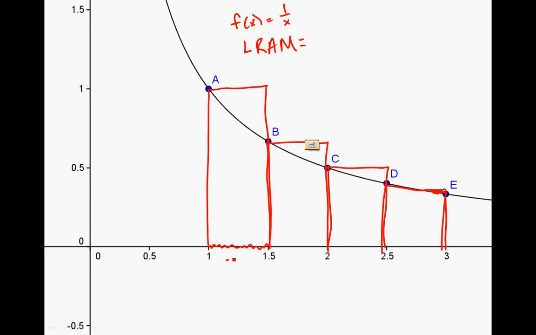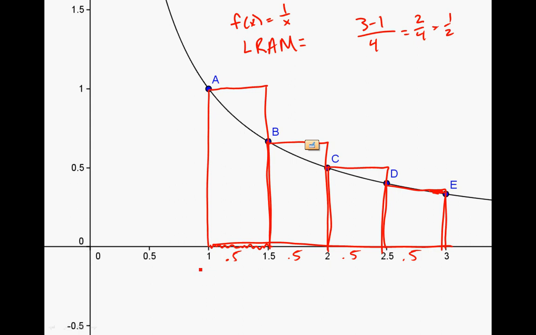Okay, so each of these rectangles is going to have a base of 0.5. To get that in a more difficult case, what you want to do is figure out the total length of this line, which is 2, because 3 minus 1 is 2, and then we divide by how many rectangles we want to have. In this case, we have 4 rectangles. So 3 minus 1 is 2, 2 over 4 is 1/2. So that's how you can figure out the width of each rectangle in a case where it's not so easy.